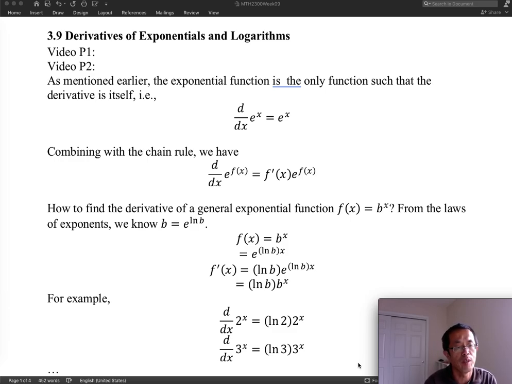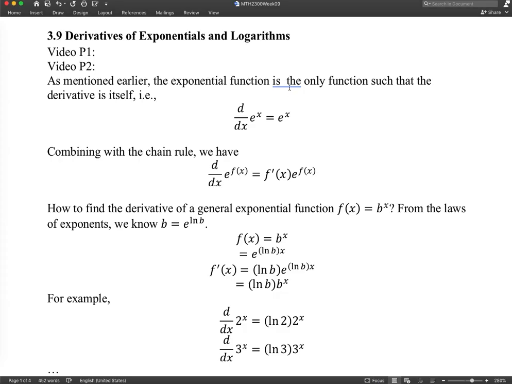This time we are moving to section 3.9. It's about the derivatives of exponential functions and logarithmic functions. I think the first result, as we already have mentioned several times, is that in all of mathematics there's such a function such that the derivative of the function is itself. So it is about the exponential function: the derivative of e to the x is itself. Well, I suppose we have known this result for a while.